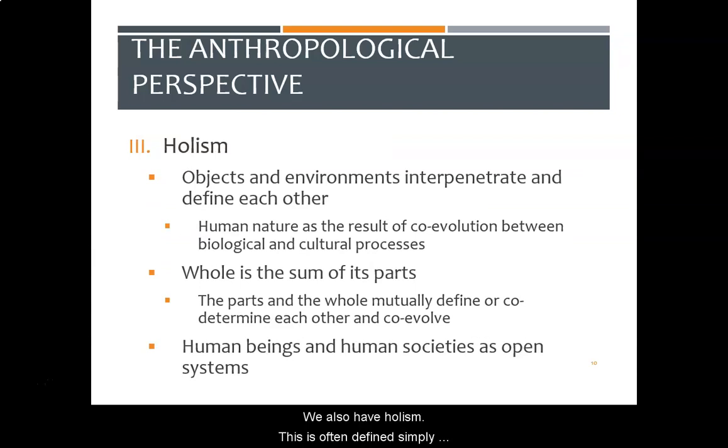We also have holism. This is often defined simply as an understanding of culture and of human societies as the sum of its parts. It's the idea that if we want to understand one aspect of human behavior, if we want to understand human behavior in general, we can't understand just one aspect. We have to understand the correlation and interrelationship between all of our biological and cultural processes, plus how we interact with our environments. So what this means is that we see human beings and our societies as open systems, right? We're subject to influence and can change.